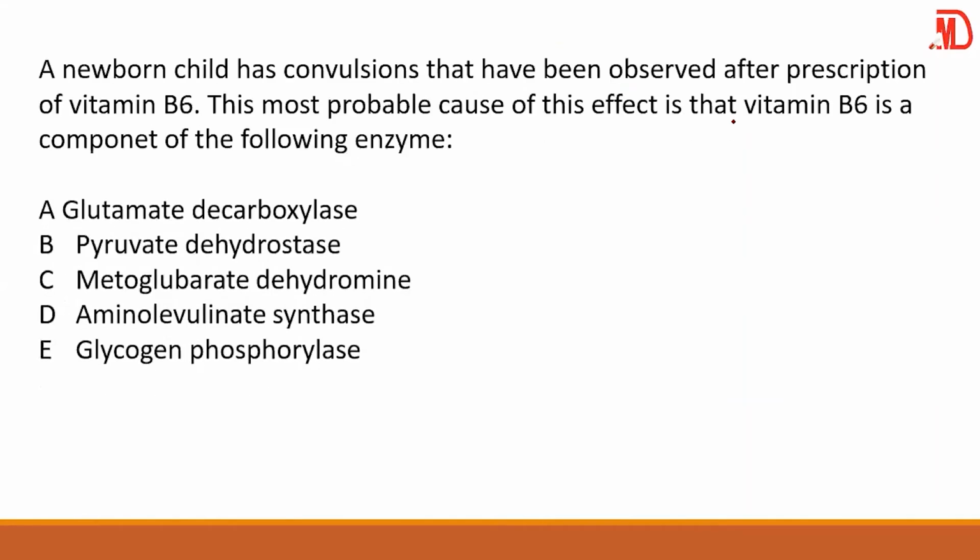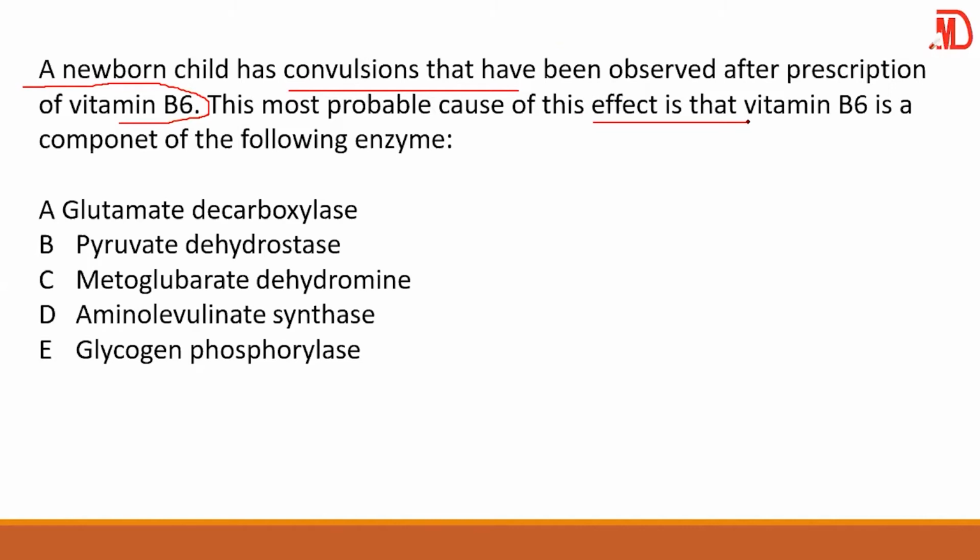So we have a newborn child with convulsions. That means the person is seizing in a way, and improvement has been observed after prescription of vitamin B6. So when the patient was convulsing, we give vitamin B6. Now, the most probable cause of this effect is that vitamin B6 is a component of which of the following enzymes?